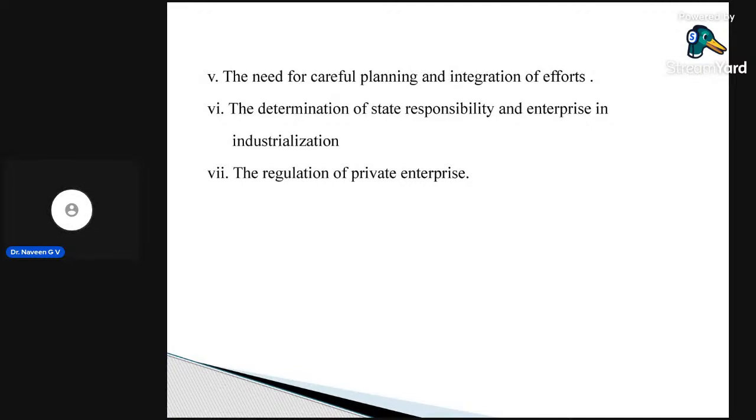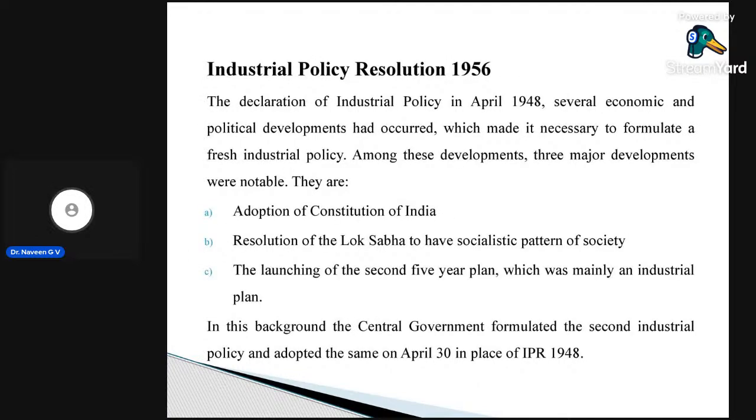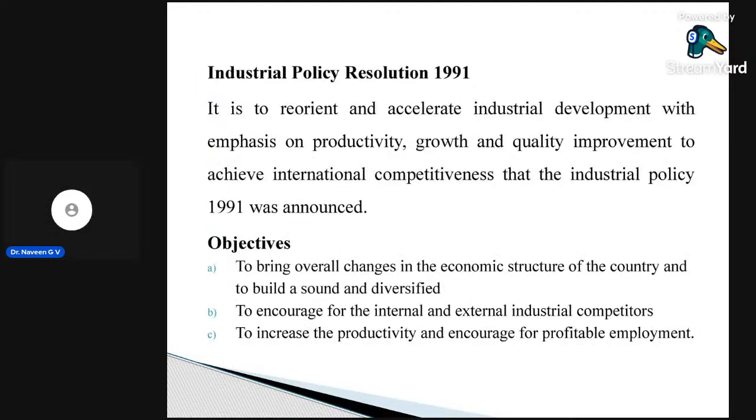The new economic policies, criticisms and reforms, and globalization. What are the consequences of globalization for India? You may expect questions related to this, and then industrial regulations, just as I told you. It means industrial policy resolutions. Give an account of the industrial policy resolution of 1956. You may expect such questions, and also the industrial policy resolution of 1991. Related to this, you may expect questions.